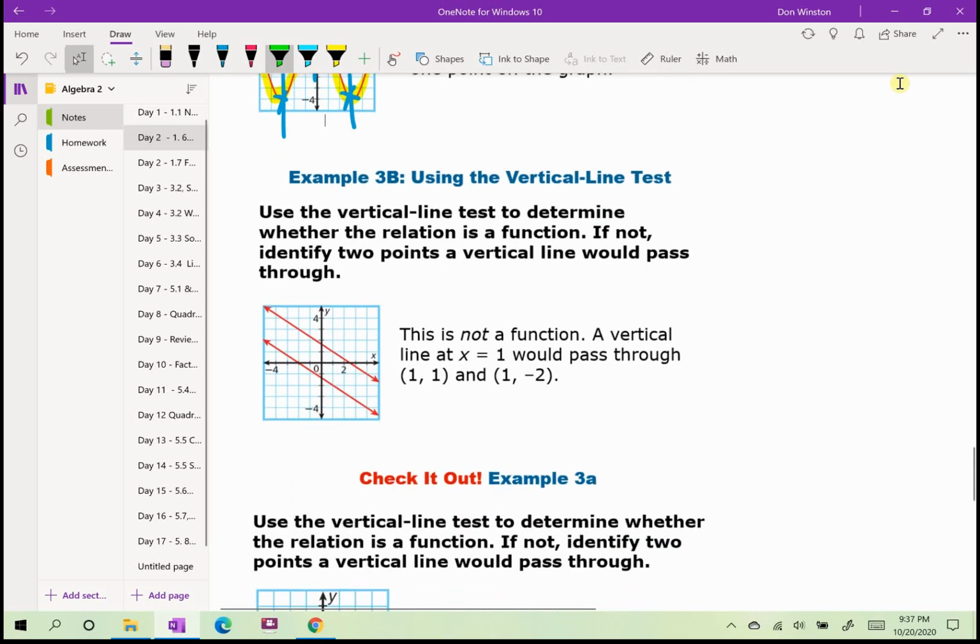Here's another one. So this is a graph, and we want to know, is that relation a function? Well, if I draw a vertical line, like at 1, this would be the point 1 and 1, and that's the point 1 and negative 2. So notice we have 1 going to two different y's, 1 and negative 2. That relation is not a function. It does not pass the vertical line test.